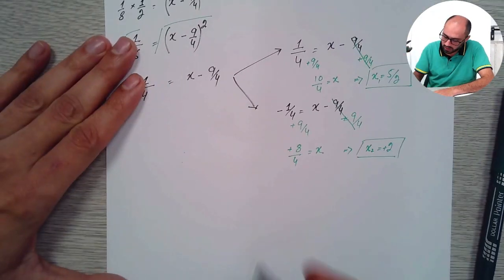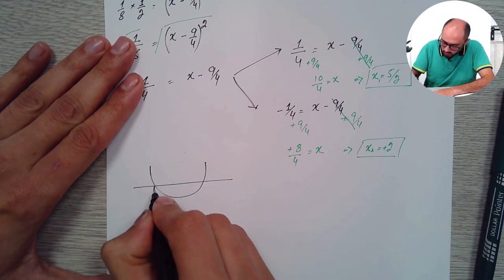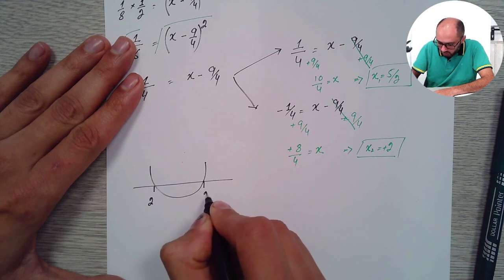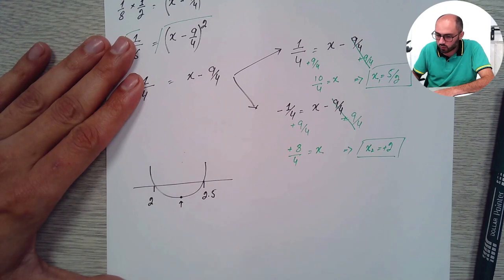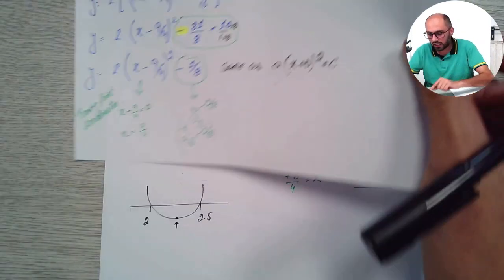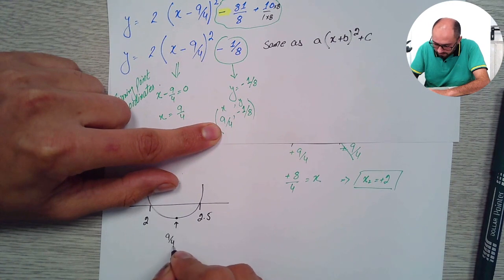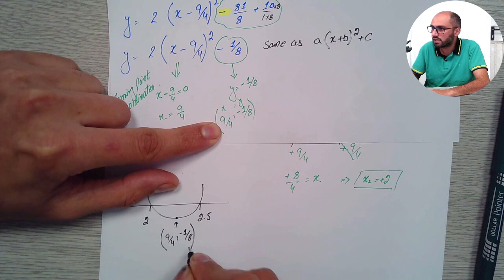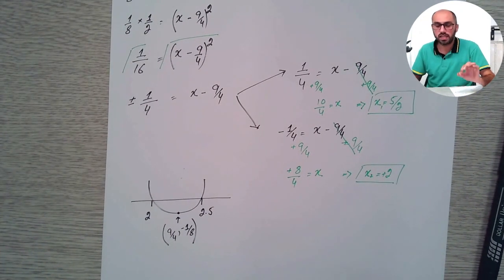So if I was to plot the graph, my graph will still have the same shape. Here it will have a value of 2. Here it will have a value of 2.5, but I can now include the coordinates of the turning point, which we have worked out as x being 9 over 4 and the value of y being minus 1 over 8. Okay, this time our graph contains one additional piece of information.